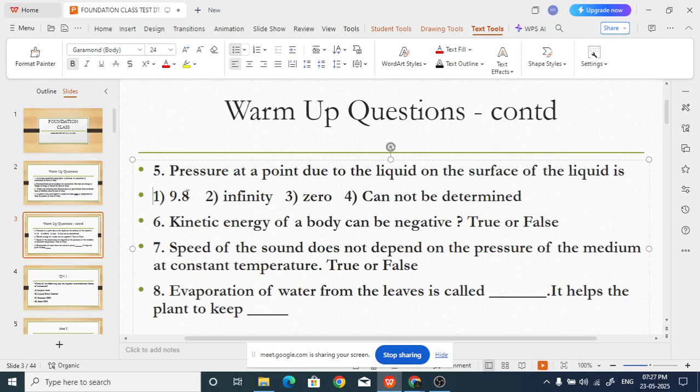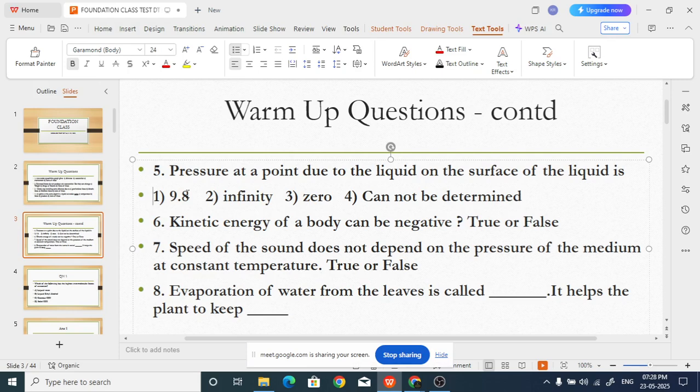Can you read that sixth question? Now the person who has answered, can you read the sixth question? Yes, sir. Kinetic energy of a body can be negative. True or false? What is the formula for kinetic energy? Suppose the velocity is v. What is the kinetic energy?